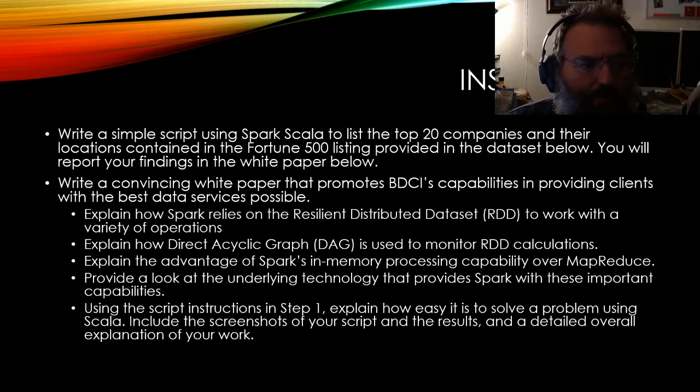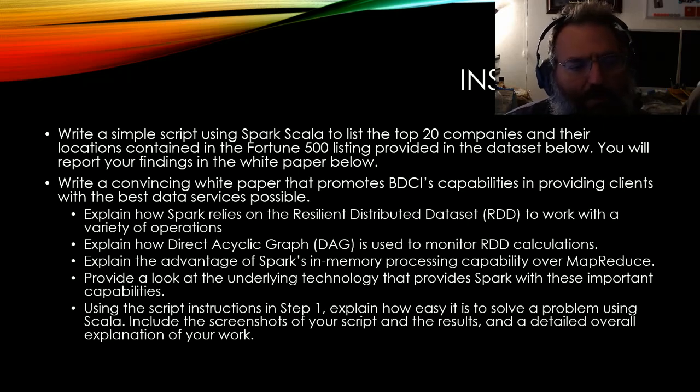So write a simple script using Spark Scala. I'll also accept Python or R. You can pick your language, to list the top 20 companies and their locations contained in the Fortune 500 listing provided in the dataset below. Then you'll report your findings in a white paper.